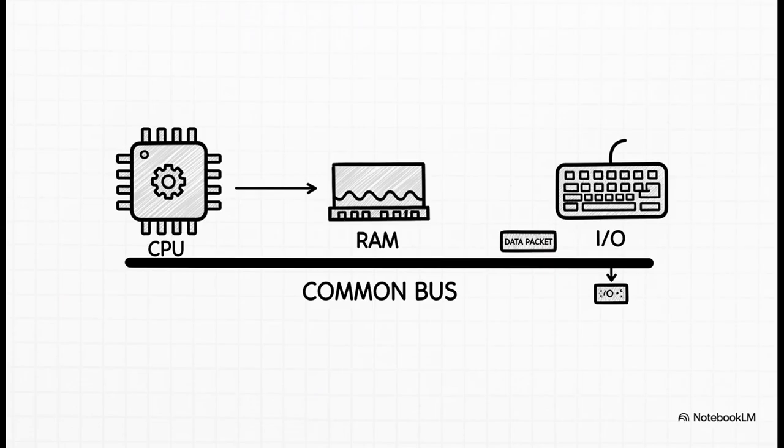And that system is called the common bus. It's basically a shared set of wires, a data highway that connects all the key components together. And here's the rule. Only one component can send data on the bus at any given moment. This prevents chaos and makes sure information gets where it needs to go, one transfer at a time.